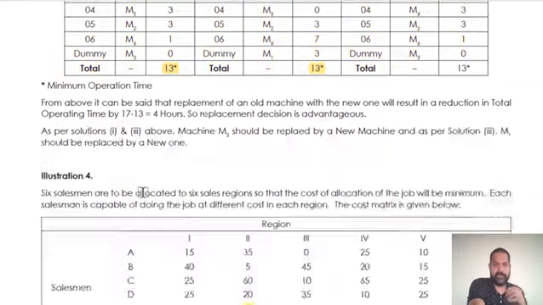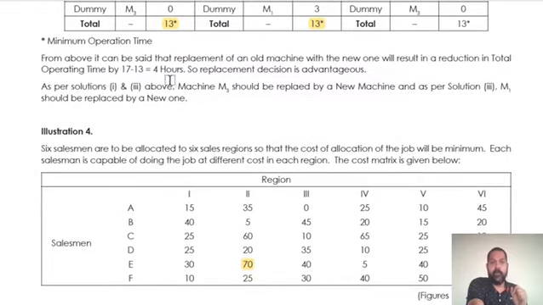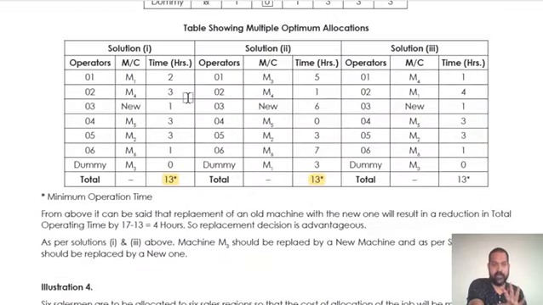And yes, let's come here. From above, it can be said that replacement of an old machine with the new one will result in the reduction of the total operation time from 17 to 13, which is 4 hours. So the replacement decision is advantageous as per the solution. So as per the solution, there are 3 optimal solutions.